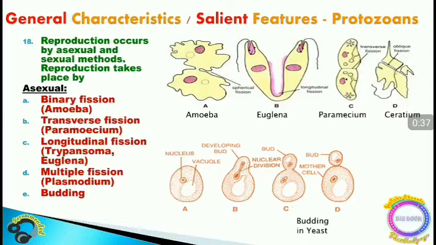Here at the bottom, you can see the binary fission within Amoeba. Euglena shows longitudinal fission, Paramecium shows transverse fission, and Ceratium, a unicellular organism, shows oblique fission. So this is how asexual reproduction takes place. Here the organism divides its protoplasm, and it gives rise to two new offspring.